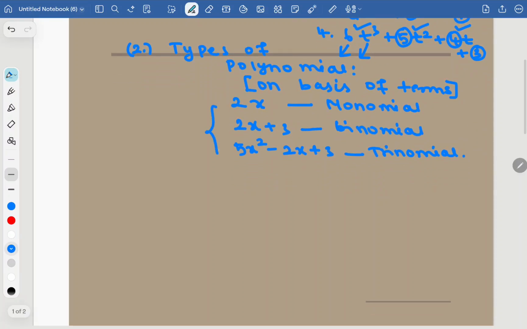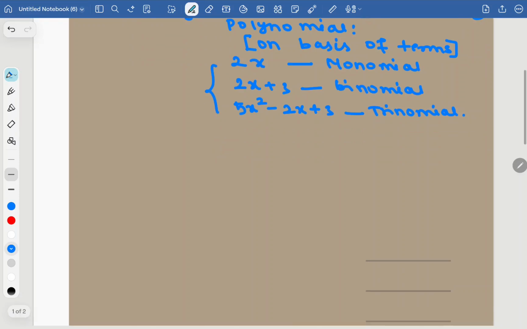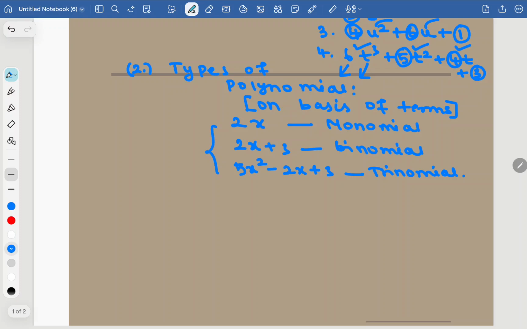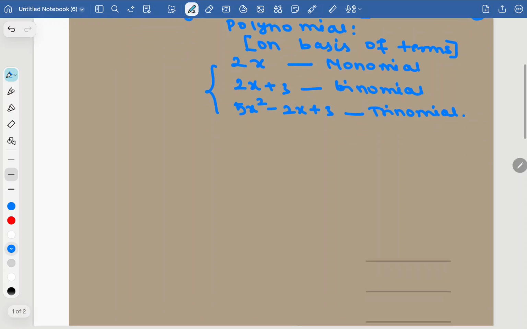These things one must know before proceeding further towards polynomials. All these are polynomials, but if you have one term it is a monomial, if you have 2 terms a binomial, if you have 3 terms a trinomial.